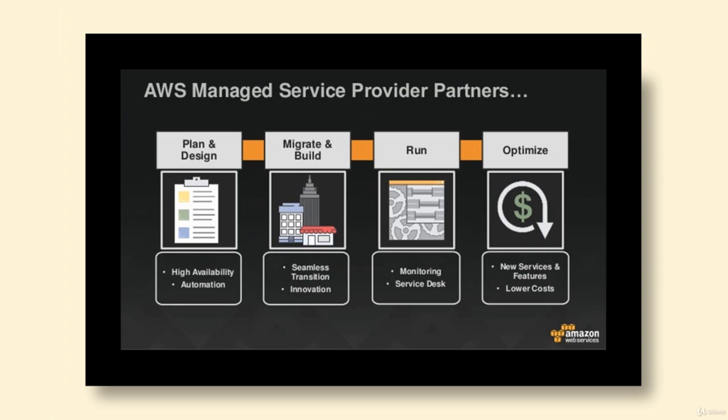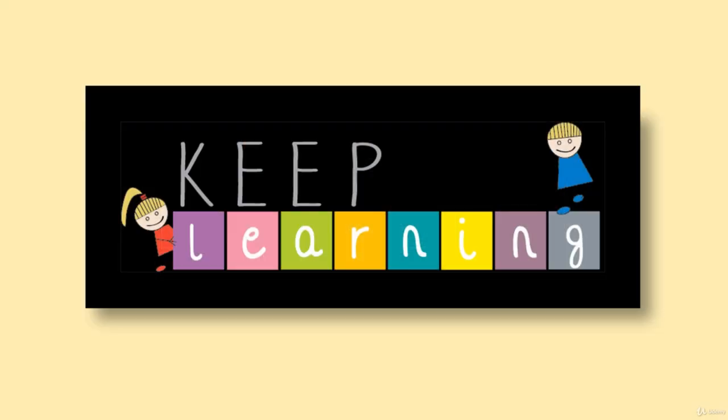AWS managed services provides different kinds of options. You can plan and design, you can migrate and build, you can run, you can optimize at various costs. You got seamless transitions, innovations, and you can work on these things. So this was managed services on Amazon Cloud. Try implementing your own solution or manage your different instances running out there in the cloud in a better and desired manner. Keep learning and keep moving ahead.